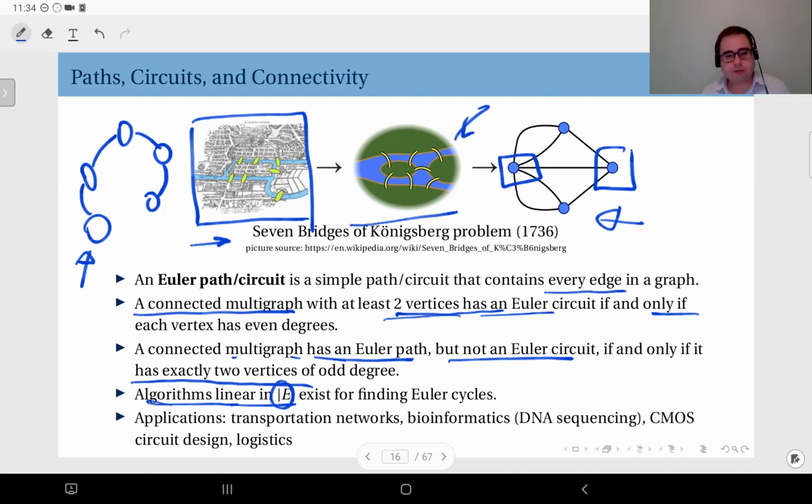And some applications of Euler circuits and Euler paths are in transportation networks, in DNA sequencing, and in circuit design, and also in logistics, where you design paths for instance, for your lorries that carry either your waste material or your products or your raw materials, etc. But it has applications in a variety of subjects.